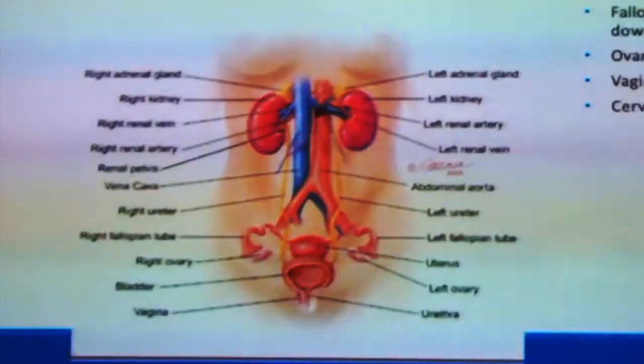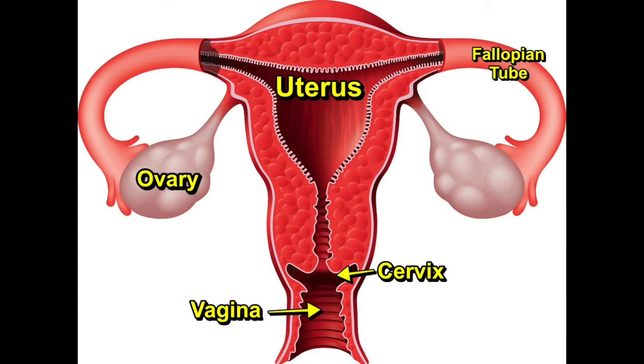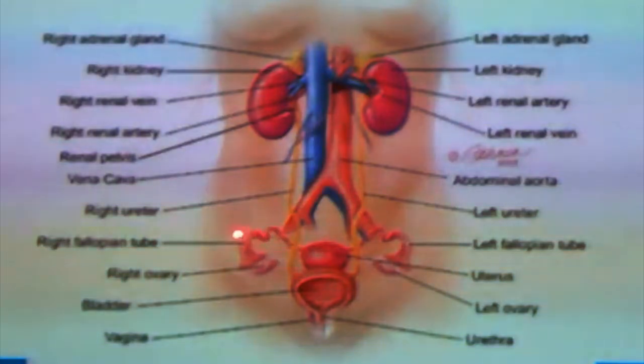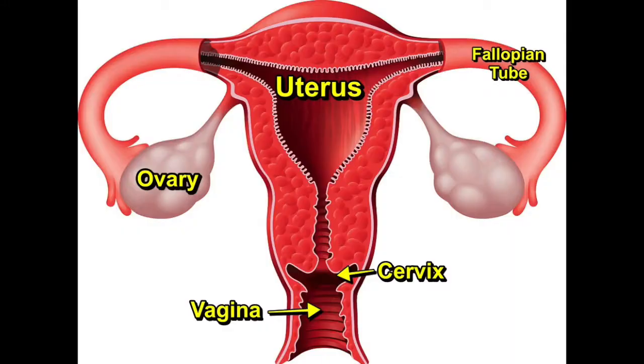The prostate actually contributes fluid to the semen that is going to be expelled. The key parts of the female reproductive system include the uterus, which is where the fertilized egg develops, the fallopian tubes, which can also be called the uterine tubes, and the oviducts. All the same thing, just different names, because we have to be complicated or fancy. This is the path, this tube right here, that the egg uses to travel from the ovary, which is here, this little almond-shaped thing, to the actual uterus itself. The vagina is the duct leading out of the female reproductive system, and the cervix, which is the opening to the uterus.